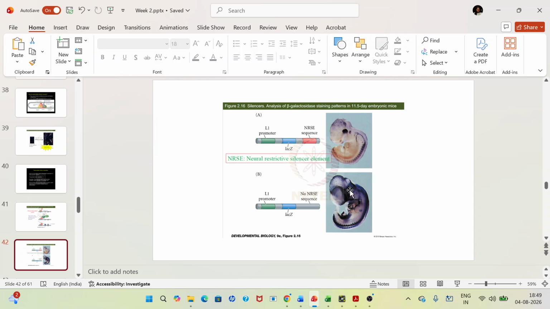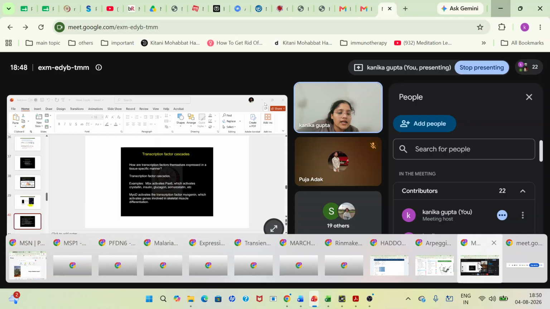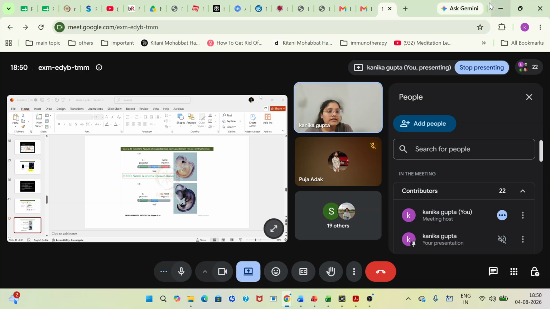So, for example, neural restrictive silencer element NRSE is the one which will restrict some particular genes, so that they won't be expressed everywhere. They will be expressed where they are supposed to get expressed, not in the whole organism. Okay, so those are silencers which will actually silence the gene in other cells where they are not required, except for the ones where they are required. Okay.